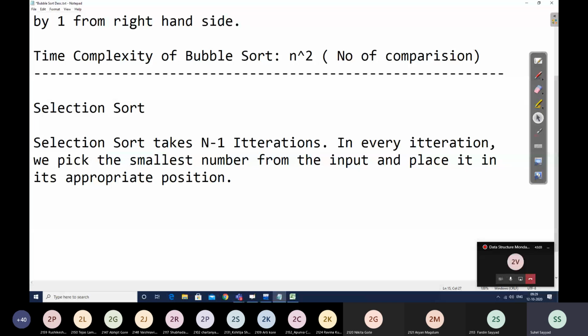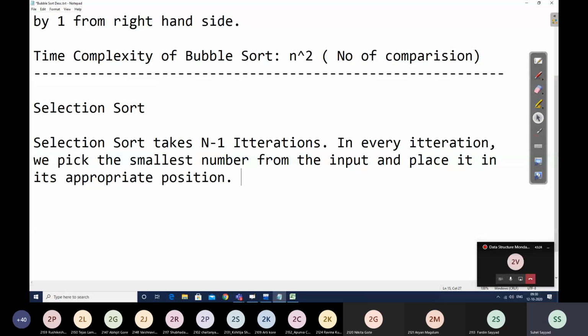What is the second statement? In every iteration, we pick the smallest number from the input. In bubble sort, as I told you, our focus was on the largest number, right? But here the focus is on the smallest number. If I pick the smallest number from my input, I'll try to place it in its appropriate position. What will be the appropriate position for the smallest number? The first position, which is the zeroth index for the first iteration.